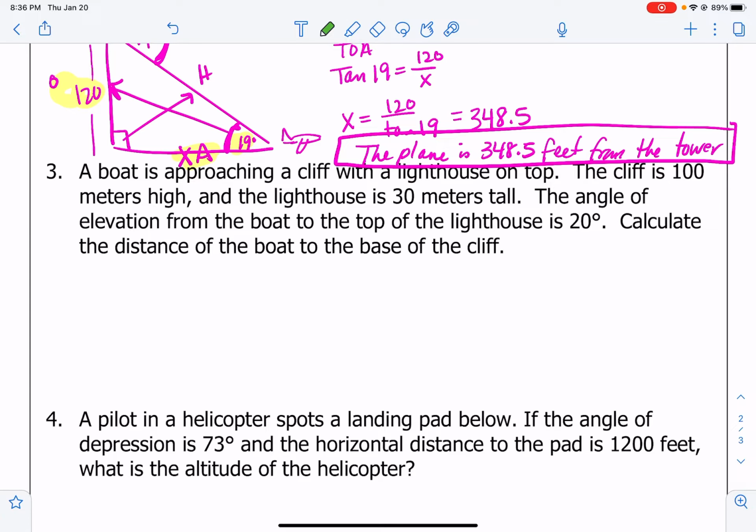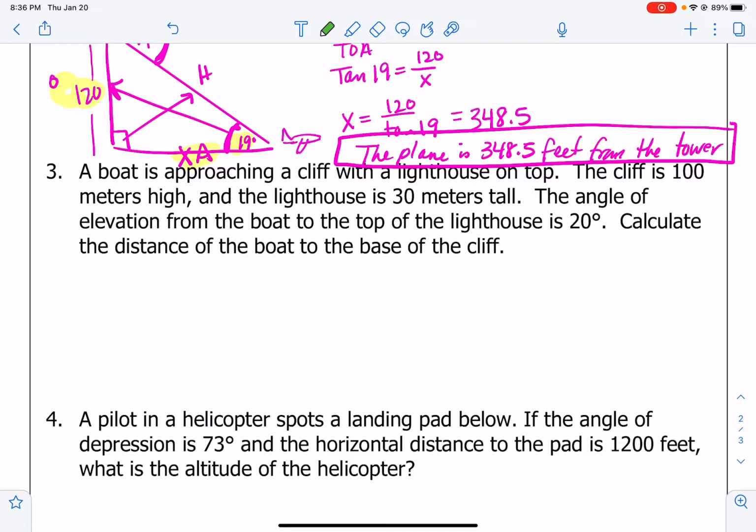Number 3: a boat is approaching a cliff with a lighthouse on the top. So we already know that the boat's in the water and the lighthouse is on a cliff. The cliff is 100 meters high, the lighthouse is 30 meters tall. The angle of elevation from the boat to the top of the lighthouse is 20 degrees. Calculate the distance to the base of the cliff.